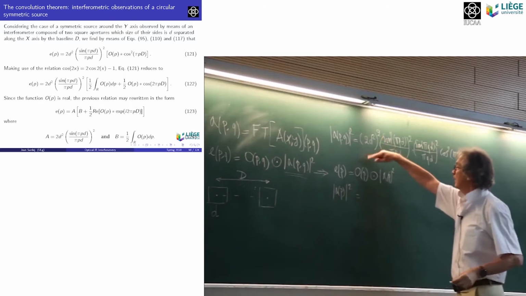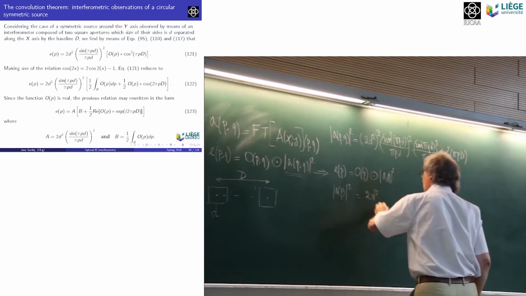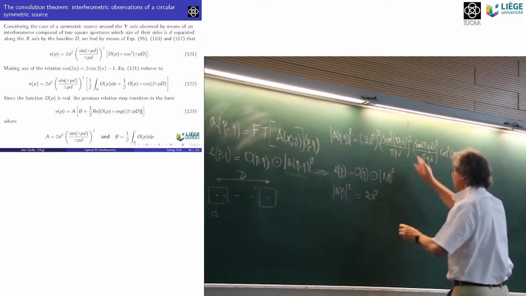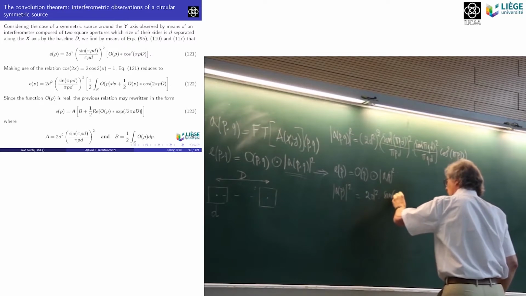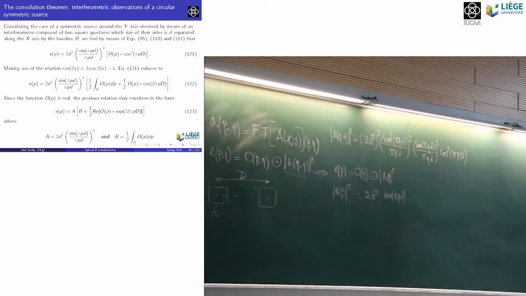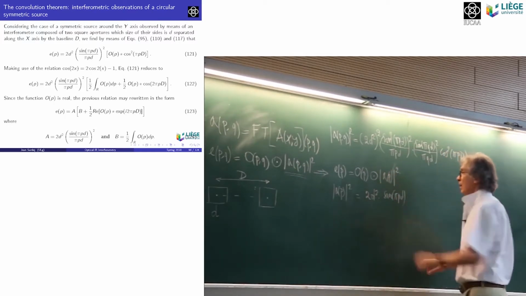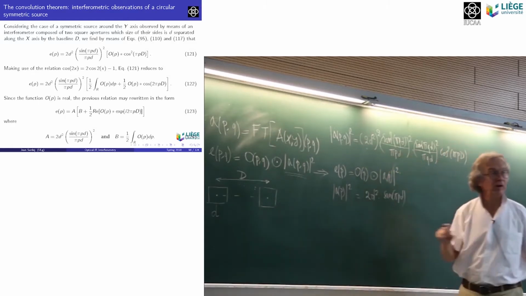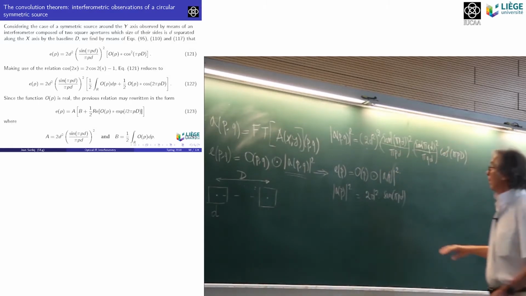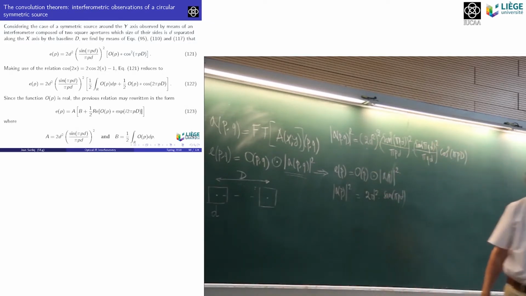For A(p), the modulus of A(p) squared would be equal to, I would take the square root of that, so it would be 2d squared, multiplied by this quantity that will remain, sine. It should be inside. Wait a moment, you will understand why.